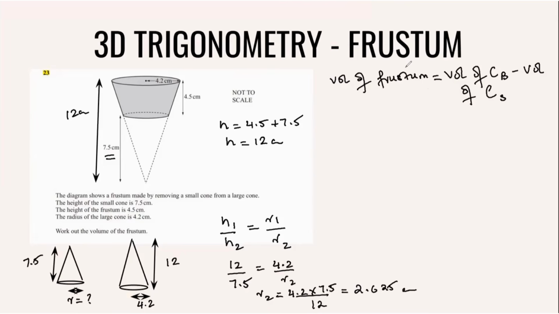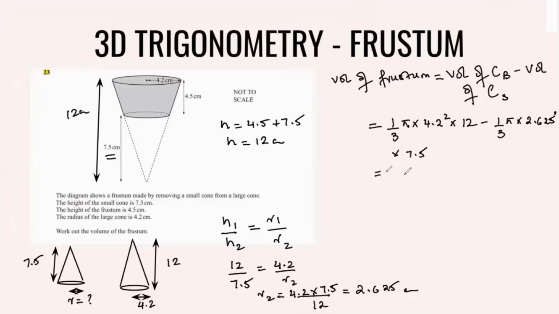Now we can easily find the volume of the small cone, then find the volume of the large cone and subtract them to find the volume of the frustum. So volume of large cone is going to be 1/3 times pi times r squared times height, minus 1/3 times pi times 2.625 squared times 7.5. Plug it in the calculator. It's going to give us a value of 167.5 centimeters cubed. So that is how you solve a question for a frustum.